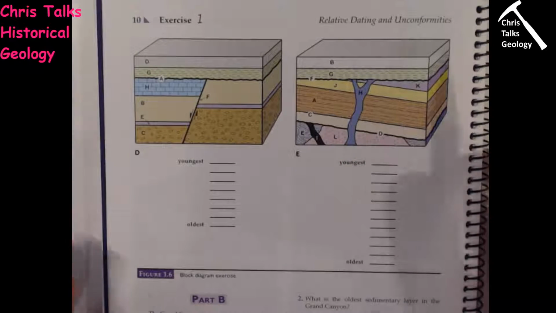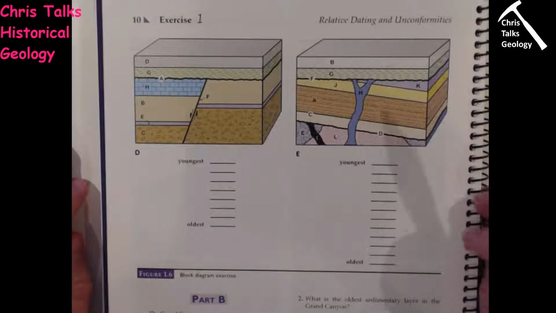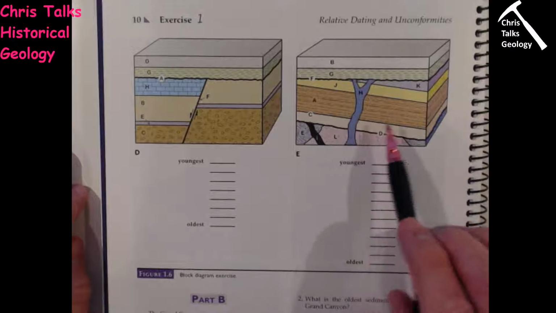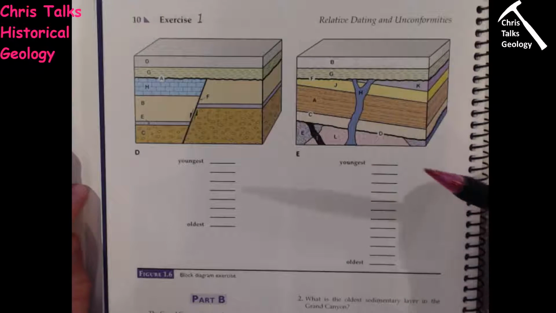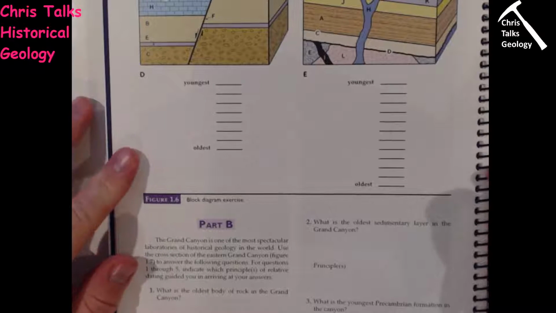I'm just going to help you with that one. Obviously, the rest of it you can do by yourself. It's pretty obvious. Once again, principle of cross-cutting relationships, principle of original horizontality is also going to help there. Okay. All right. So part A is relatively straightforward.